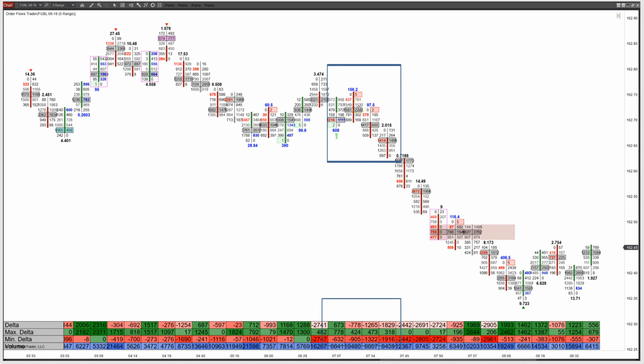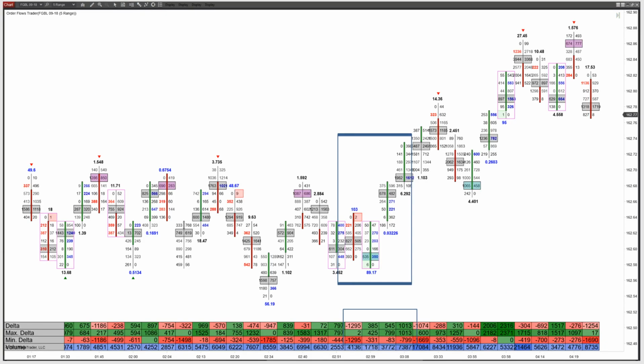People that have excess inventory are thinking, I don't want to be holding this because it doesn't look like we're going anywhere soon. We're not going higher, so I've got to start dumping it. They start selling more aggressively in each bar, and subsequent bars get more aggressive, and you can see how the market sells off. Again, you can see it in the delta: minus 778, minus 1265, minus 1829, minus 2442, minus 2691, minus 2724. That one's very obvious, but you could pick it up a lot earlier, as the distribution is taking place.